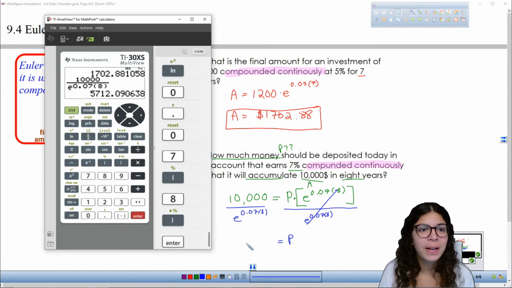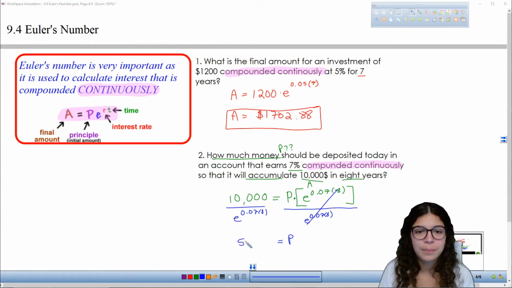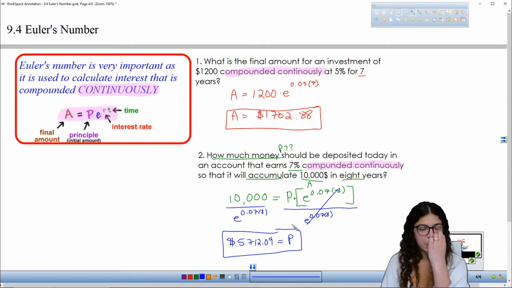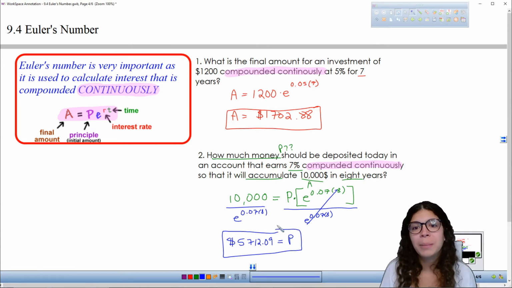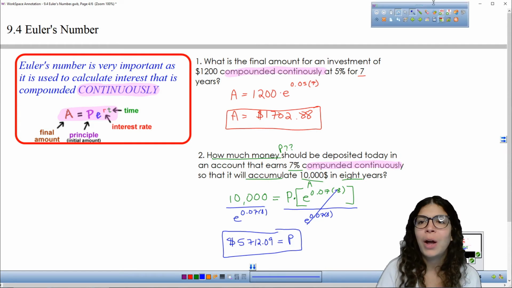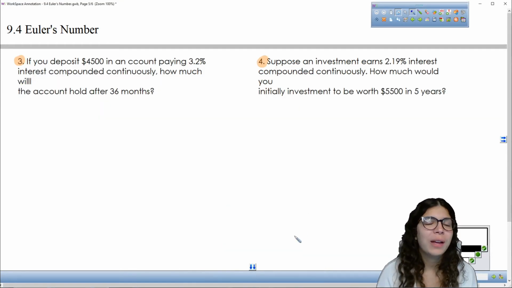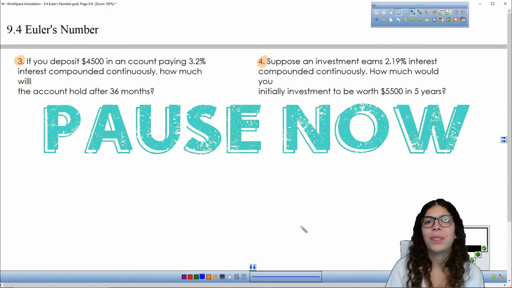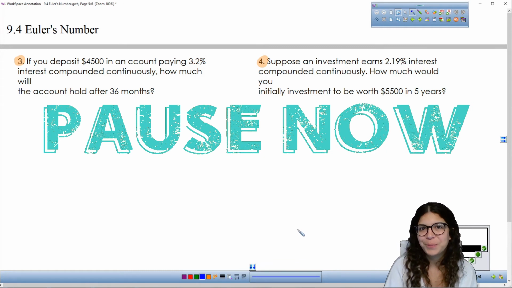So we have $5,712.09. That's how much you would initially have to invest in the account in order to get that $10,000 final amount if you are investing for 8 years at 7% continuously compounded. All right, so go ahead and pause this video now and try 3 and 4 on your own.